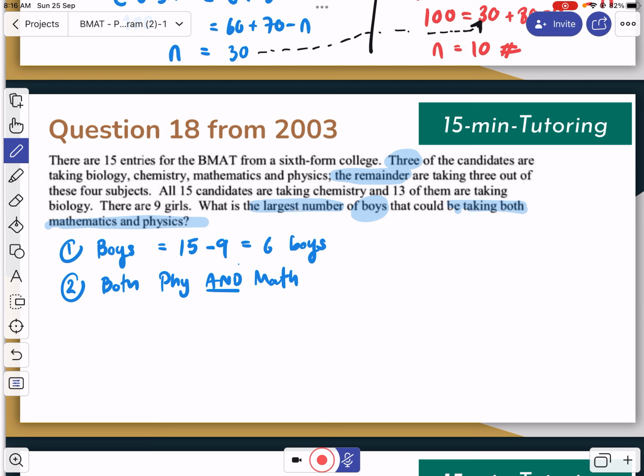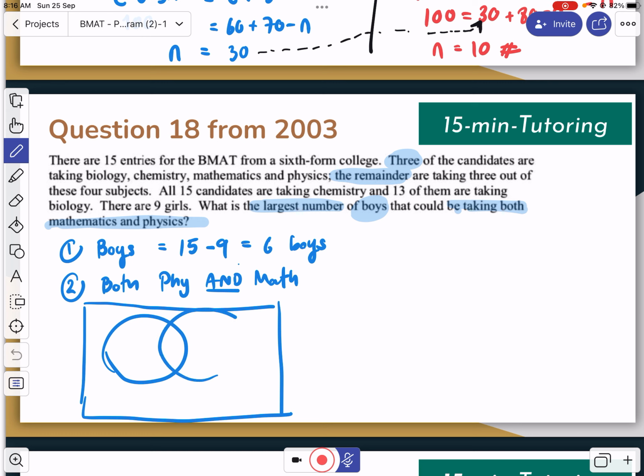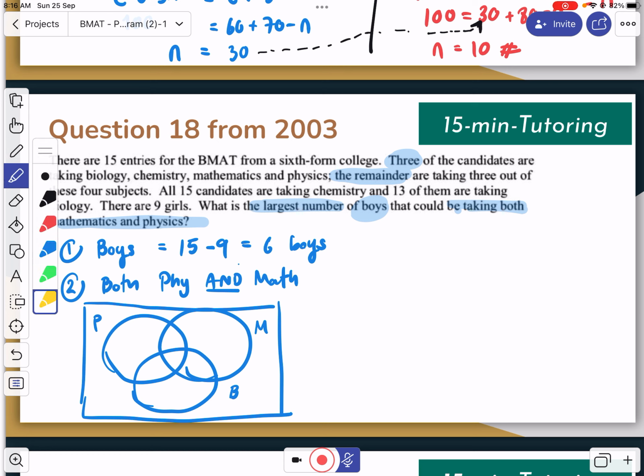Now, we have to draw a Venn diagram here. So we have physics, we have math, and we have bio. Now, they want the physics and math, right? So they want this area. But when we go back, unfortunately, they don't give us any information about physics at all. Okay, so what should we do?